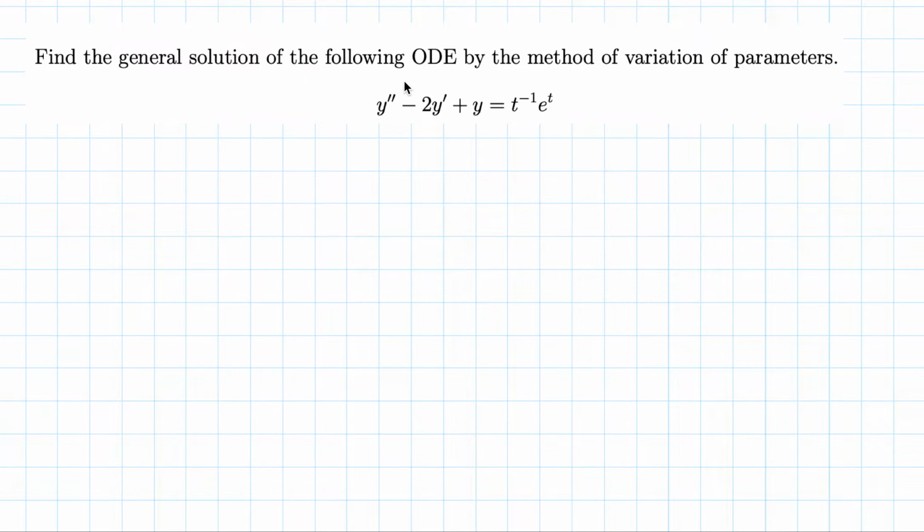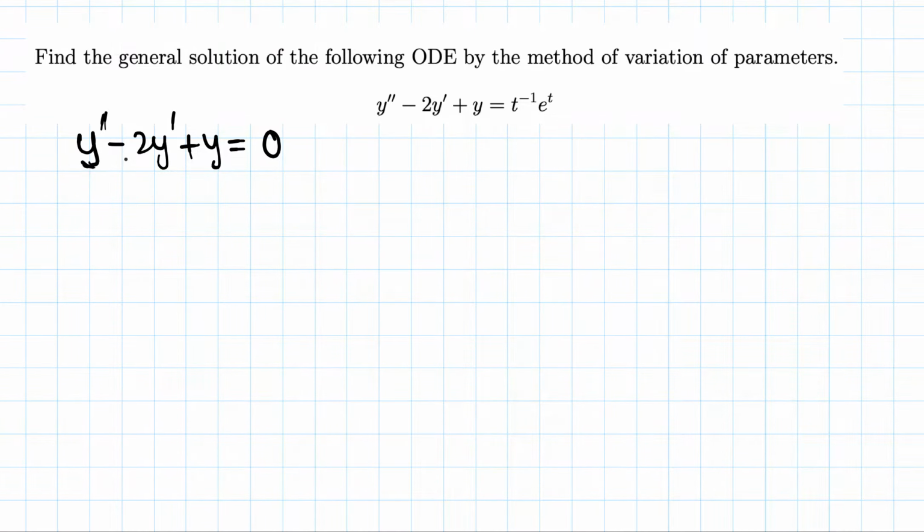Find the general solutions of the following differential equation, ODE, by the method of variation of parameters. Okay, we got a non-homogeneous second order linear ODE. To solve this, we first consider the homogeneous part. Homogeneous means we take the right hand side zero. So first consider y double prime minus 2y prime plus y equals 0.